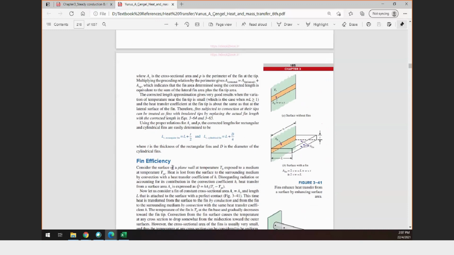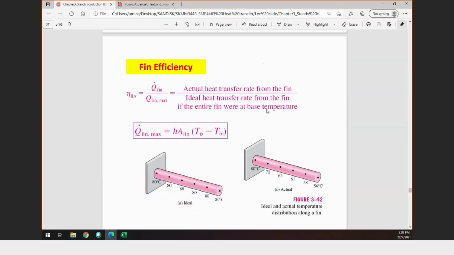I can say that this is the fin performance. I will explain again in the slide after this. So the fin efficiency topic is part of the topic in extended surfaces. It is introduced because we want to calculate the heat transfer in a more simple manner, with a more simple equation. So if we know the fin efficiency, normally we can calculate the heat transfer.